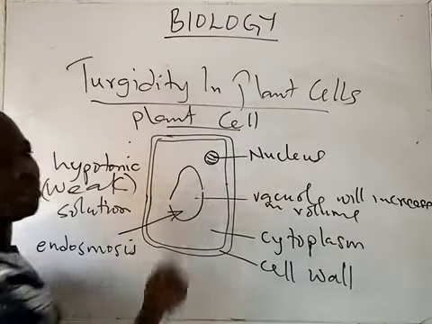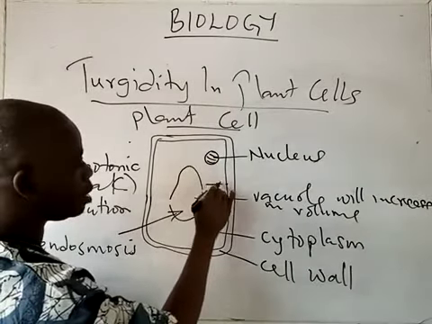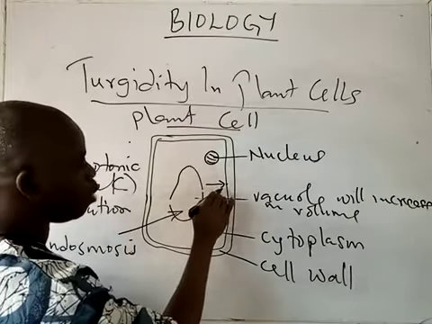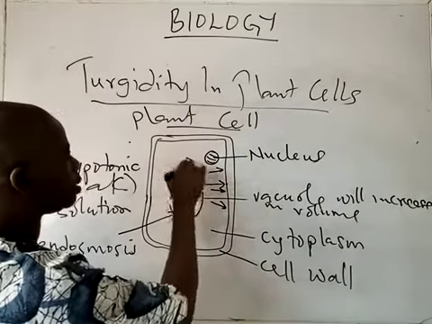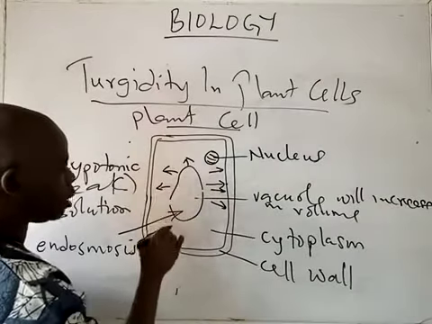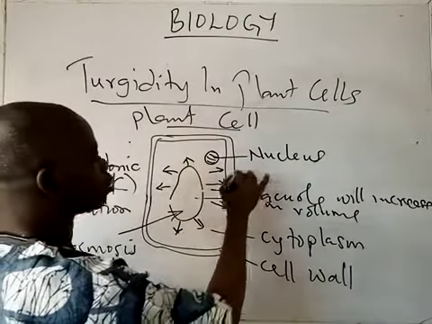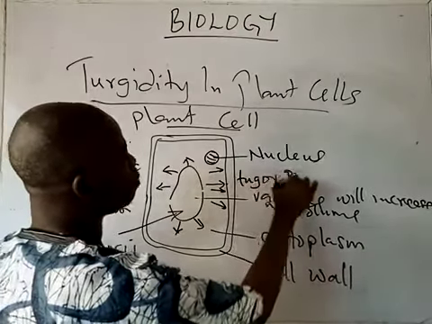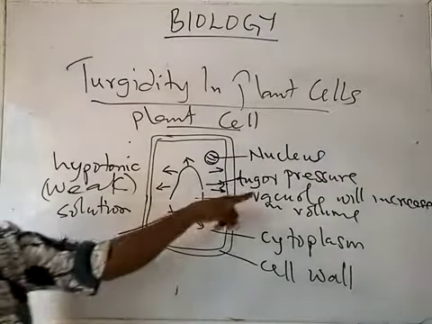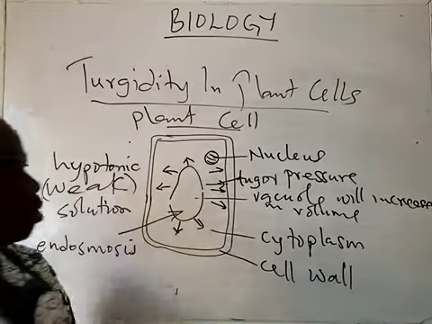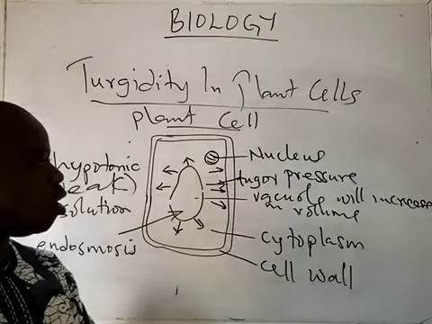It is going to create a pressure against the wall. This will occur all around the cell. So if water continues to enter, there is going to be a pressure generated against the wall. That pressure is called turgor pressure.